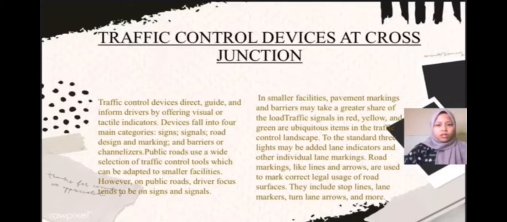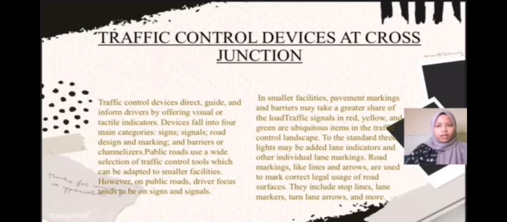Public roads use a wide selection of traffic control tools which can be adapted to small facilities. However, on public roads, driver focus tends to be on signs and signals. In smaller facilities, pavement markings and barriers may take a greater share of the load.